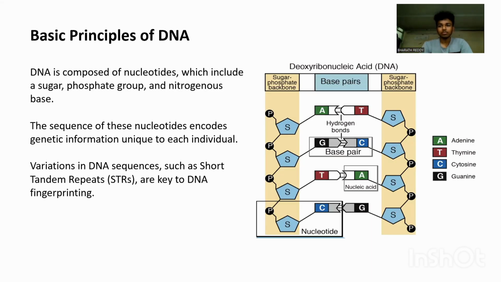Now, basic principles of DNA. DNA is composed of nucleotides, which include a sugar phosphate group and a nitrogenous base. The sequence of these nucleotides encodes genetic information unique to each individual. Variations in DNA sequences, such as STRs, are key to DNA fingerprinting.